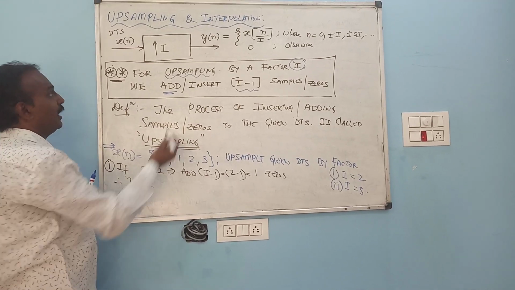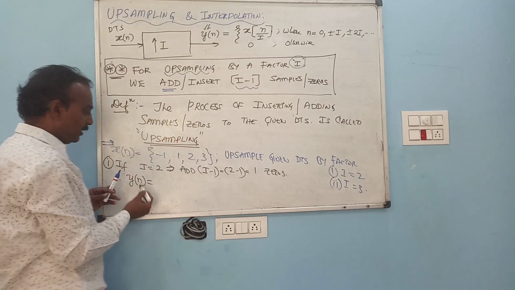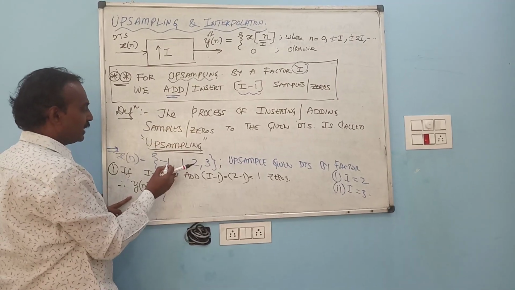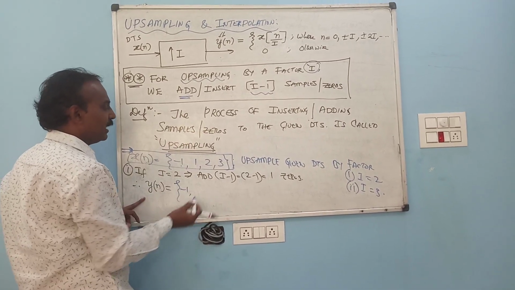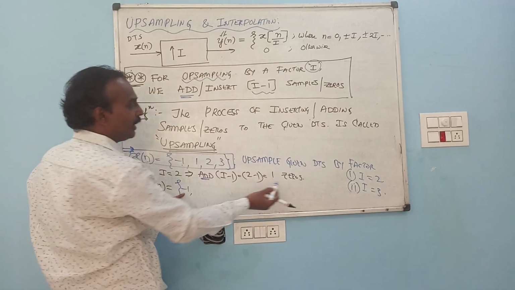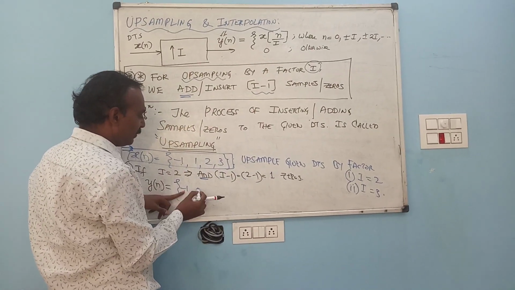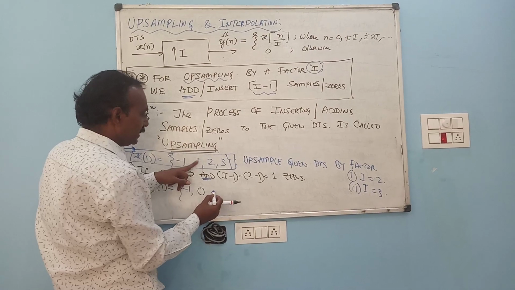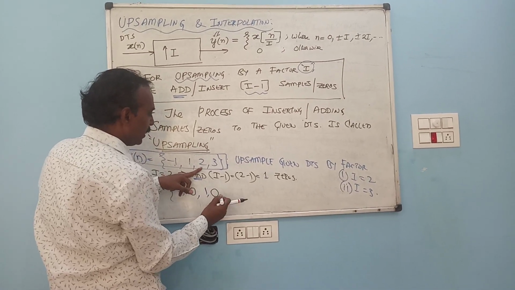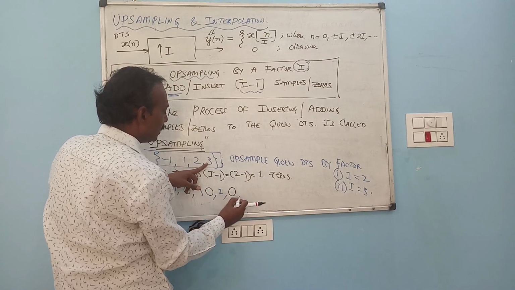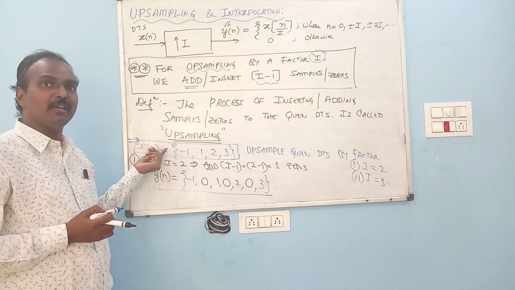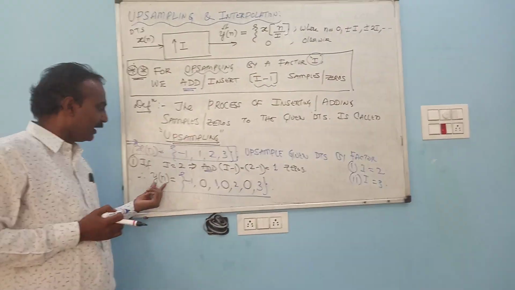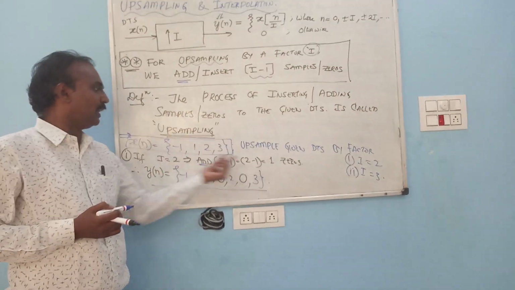So after upsampling, what is the output we are getting? y of n is nothing but, for the given sample x of n, minus 1 is there. Upsampling, we are adding. So how many do I have to add? 1 zero. After minus 1, let me add 1 zero here. Comma, there is 1. Again add another zero. Comma, there is 2. Again add another zero. Comma, there is 3. So this is the upsampled version of the given discrete time signal x of n, where the upsampling factor is 2. So we are adding 2 minus 1 zeros.